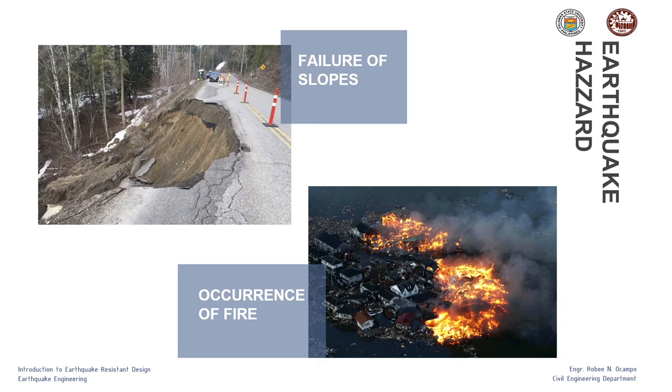First one will be the failure of slopes. So, kung nagkaroon ng ground movement, this may cause pagbagsak ng mga slope, lalo na sa mga mountain areas. Katulad dito sa picture na to, yung road is parang bangin. So, because of the earthquake or the ground movement, nagkaroon ng failure doon sa slope, kaya nagkaroon ng landslide, or pagbagsak ng lupa dun sa may bangin.